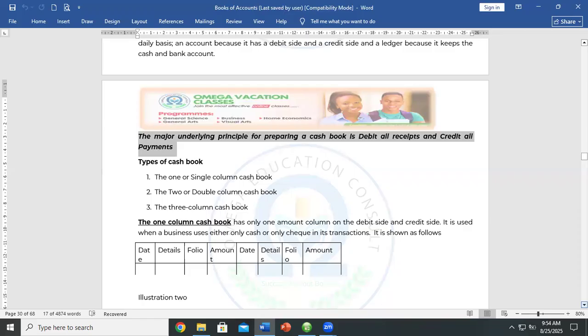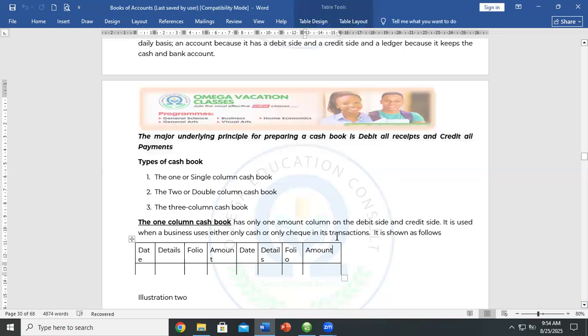Why do we have these three categories of cash book? It's because each of them is prepared for a peculiar situation. So as you heard her read, the single column or the one column cash book, first and foremost, has only one amount column, right? On the debit side and the credit side. Why? Because this cash book is going to be used by businesses who use either only cash or only check. Let me break this down.